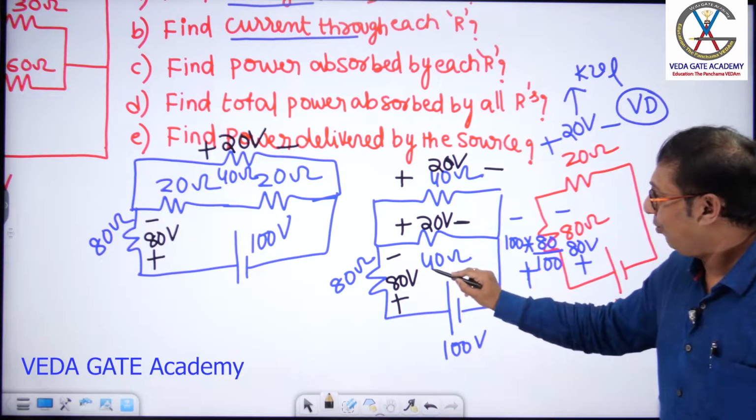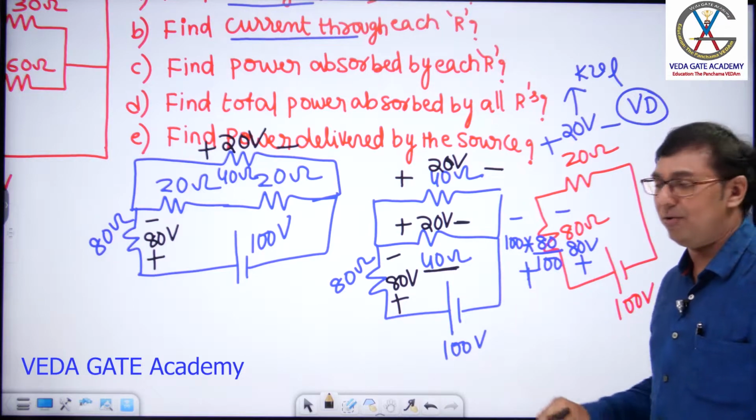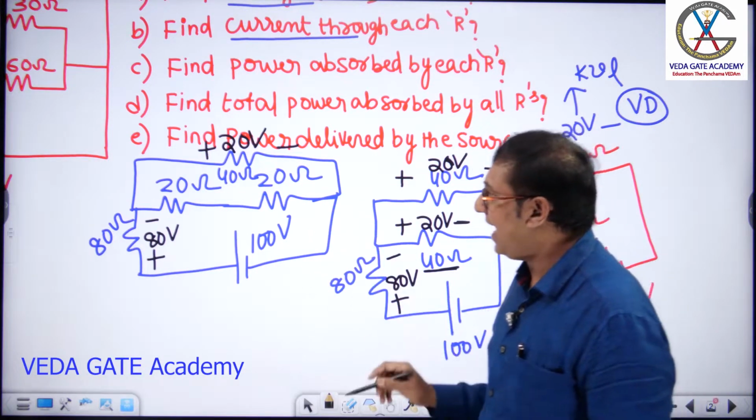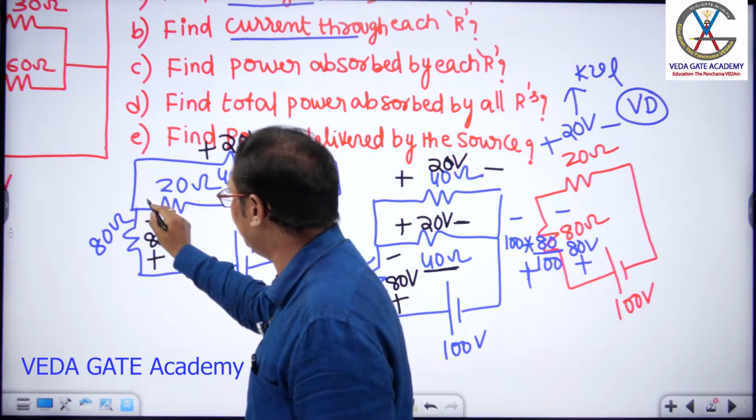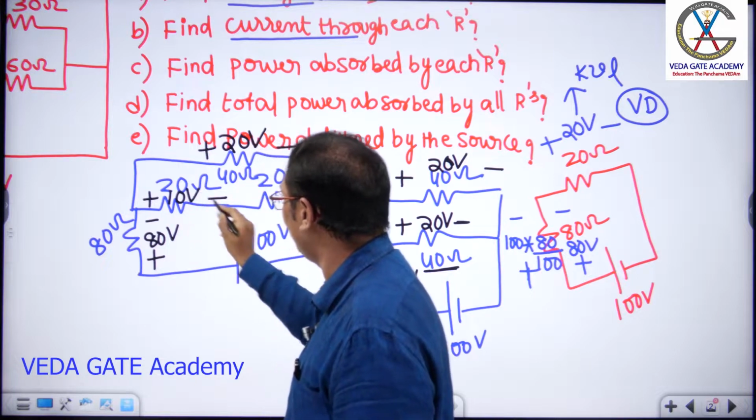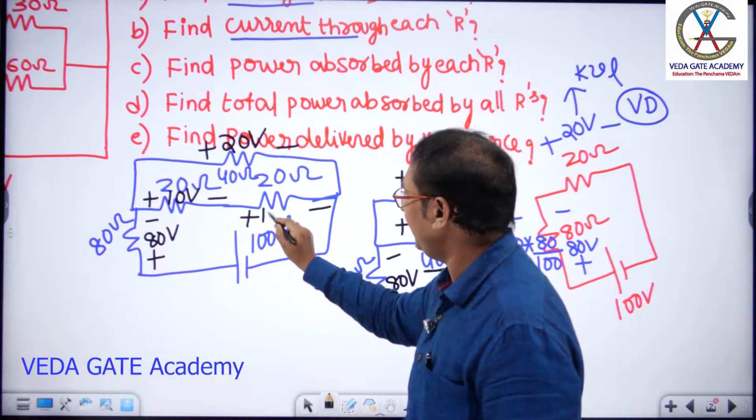20 volts, whereas this 40 ohm is a series combination of 20 ohms and 20 ohms. Apply voltage division, sir. You will be getting plus minus 10 volts, plus minus 10 volts.